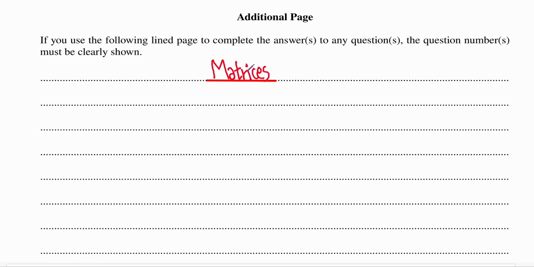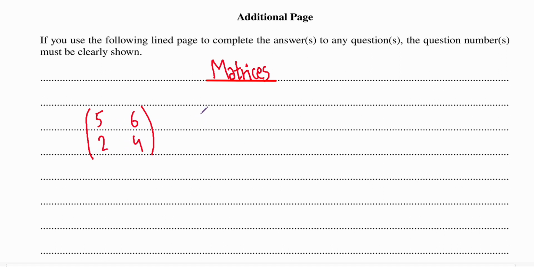What is a matrix? The plural of matrix is matrices. A matrix is just an array of numbers. So if I say the numbers 5, 6, and then 2 and 4, and put brackets around it, this is what a matrix looks like. It is an array of numbers, so it has a certain amount of rows and a certain amount of columns.